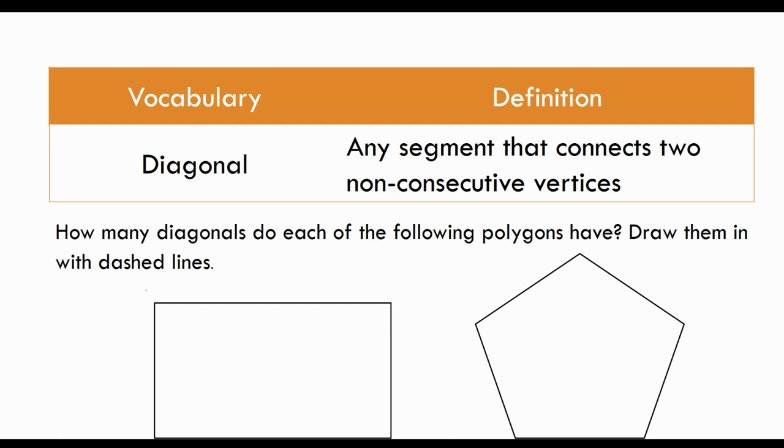So say I started with this vertex right here. Well, there are 4 different angles in this picture. Once again, to draw a diagonal means that it needs to connect a non-consecutive vertex. Well, I can't go to the right because that angle's right next to it. I can't go below because that angle's right next to it. So the only vertex that is not consecutive would be this over here. So me drawing a dashed line, there's one diagonal.